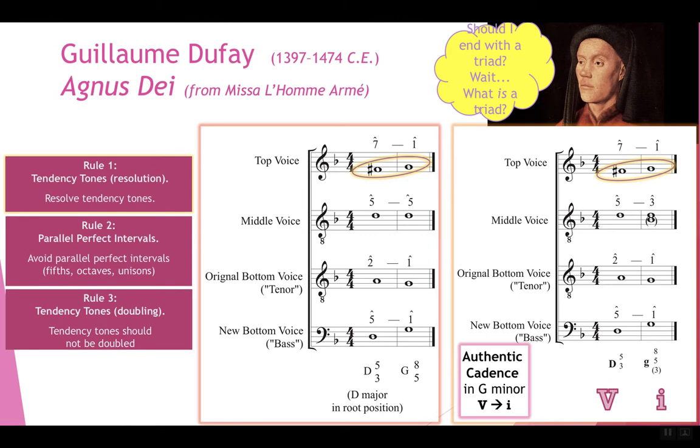Tendency tones, doubling. We said that the F sharp is the only tendency tone, and it shouldn't be doubled. Did he double it? Nope. Let's just see what notes he did double in this chord. D, A, D, F sharp. So he's doubled the D. Cool. And what did he double in this chord? G, G, D, G. So he tripled the G and he's got a D in there.